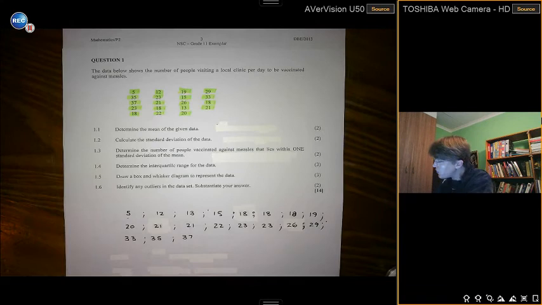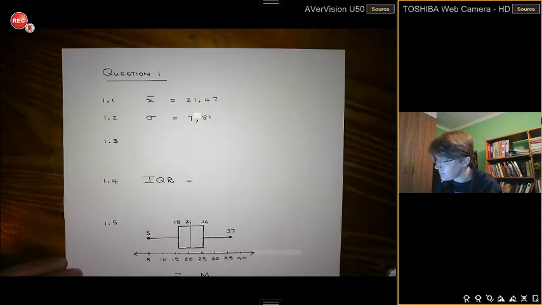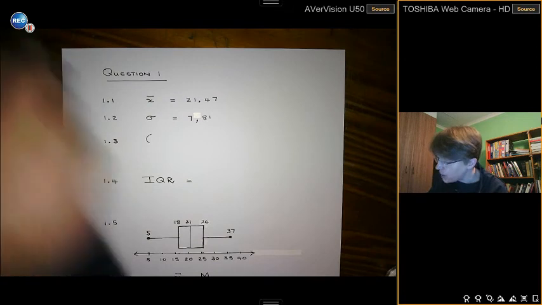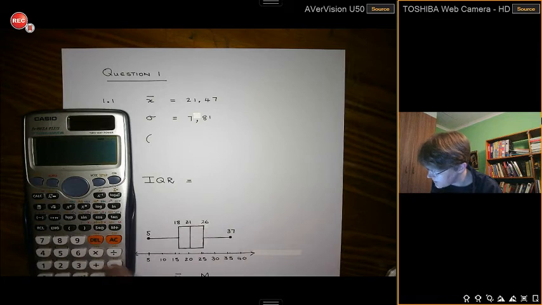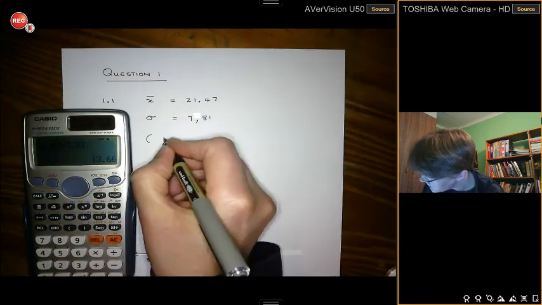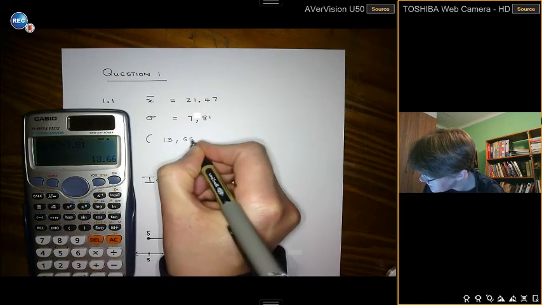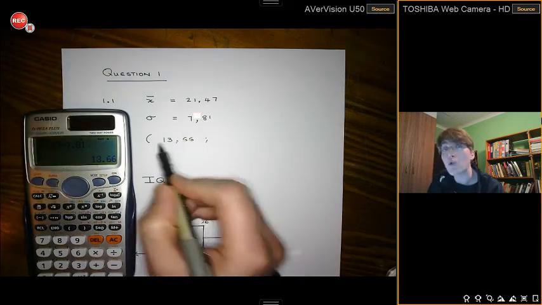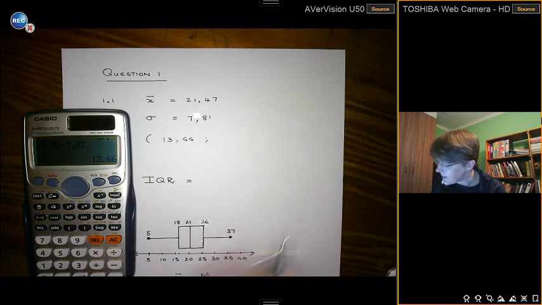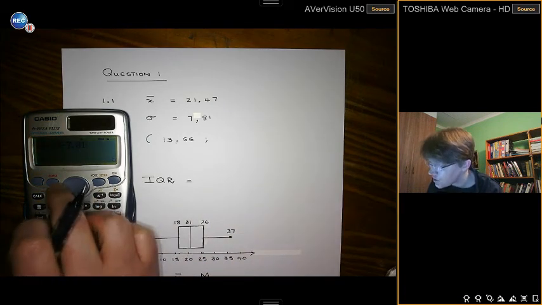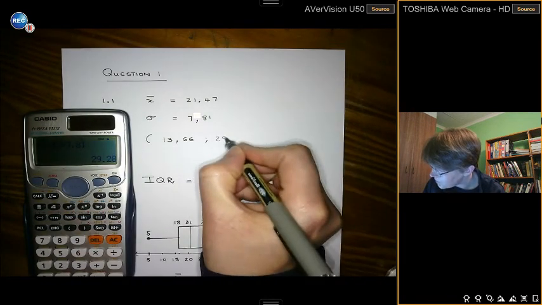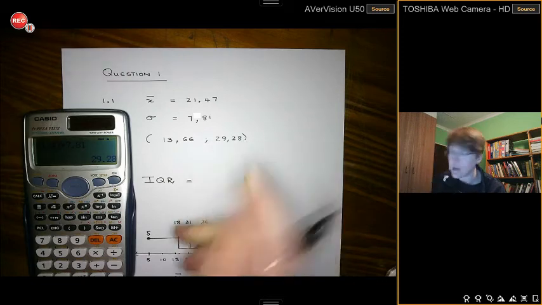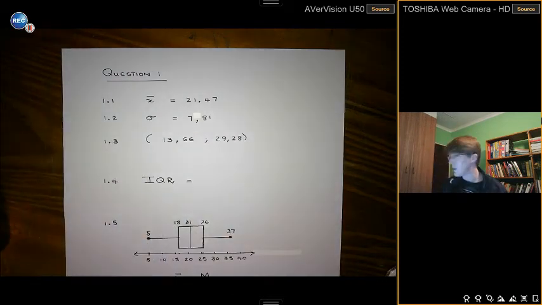So using the values that I've already calculated over here, I can then go and I can turn this back into computer mode, and I can say 21.47 minus that 1 standard deviation, which is 7.81. That's going to be equal to 13.66. So that's my bottom boundary. Any value greater than 13.66 will be within 1 standard deviation of the mean. And then if I change this to plus, then I've got 29.28. So any value less than 29.28 is going to be within 1 standard deviation of the mean.